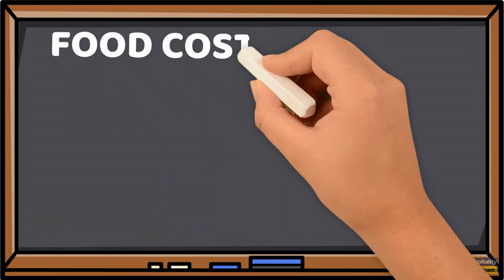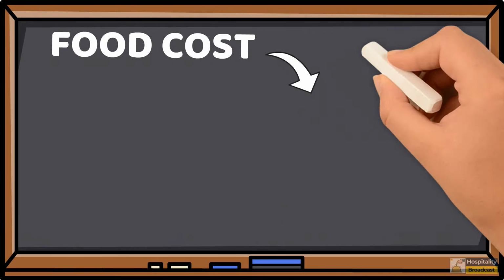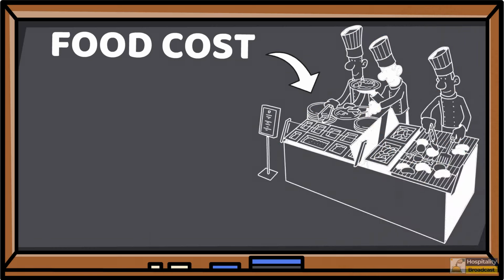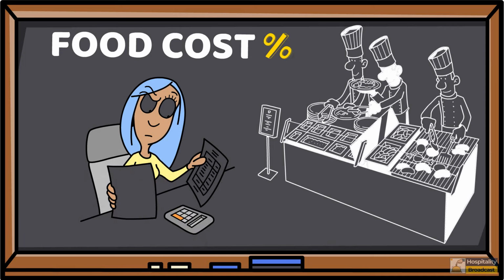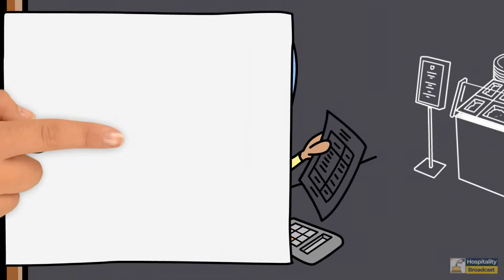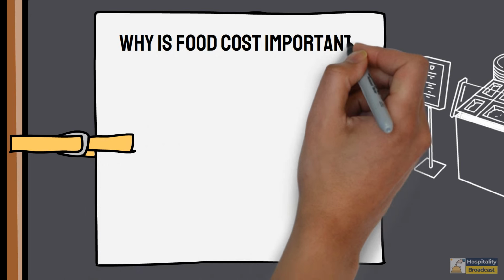Food cost is one of the major expenses in running a restaurant. So it's essential to have a clear understanding of how to calculate it accurately. First, understand why food cost is important.